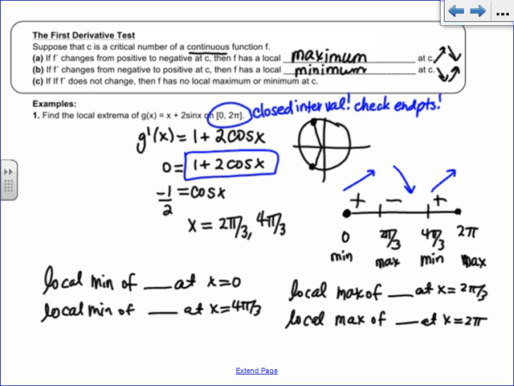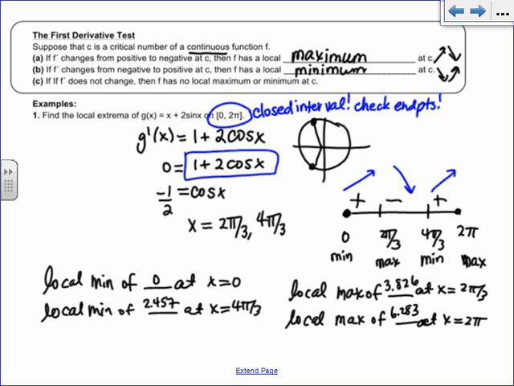So I put in 0, 4 pi over 3, 2 pi over 3, and 2 pi into my table. When I do that, I get 0 for the first one, so local min of 0 at x equals 0. For the next one, I get a local min of 2.457 at x equals 4 pi over 3. When I plug in 2 pi over 3, I get a local max of 3.826. And then 2 pi, I actually get 2 pi, 6.283. So we write 2 pi as well.